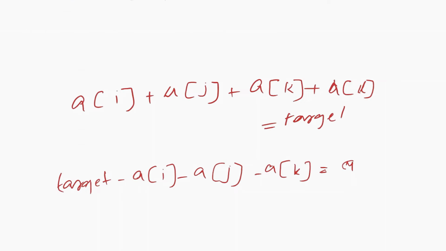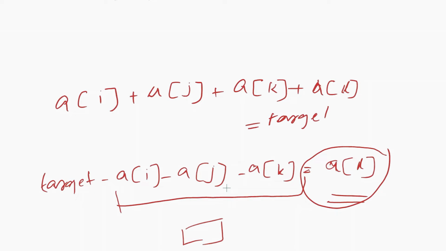As per the question, the sum of 4 distinct integers from the array is equal to the target. Then the second equation shows that the difference of the target and 3 distinct integers from the array is equal to the 4th element of the quadruple. Now the problem is reduced to finding the element A of L in the map. So we can do that. I have the solution, and I will share it with you and give an explanation. Okay.